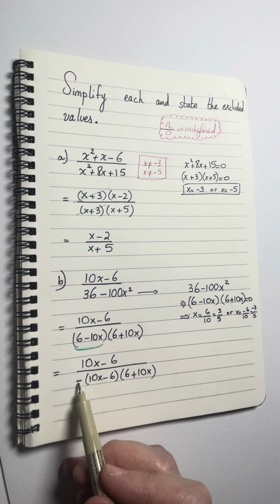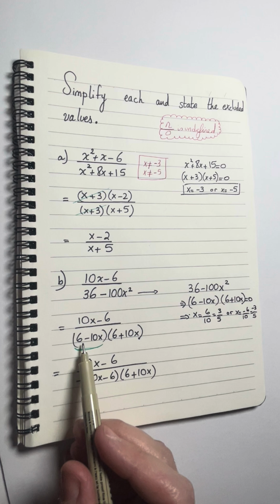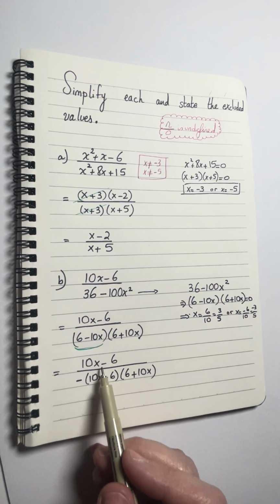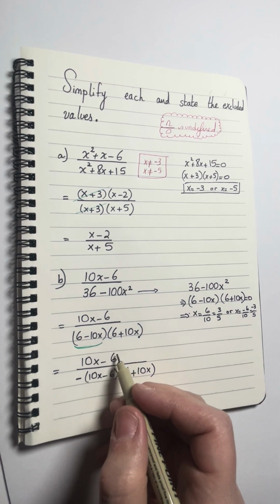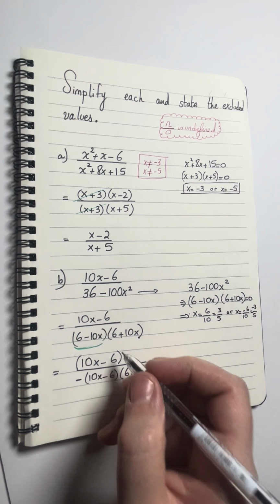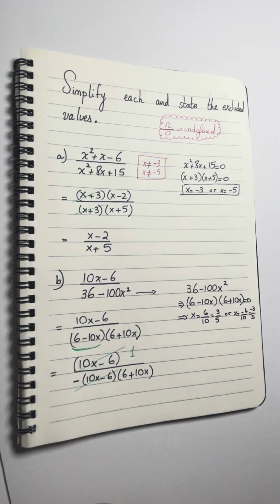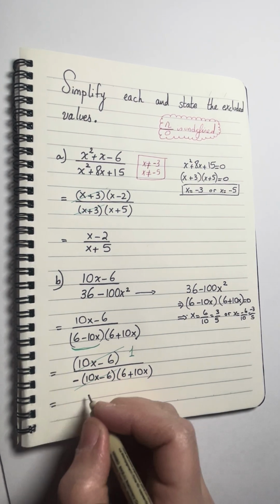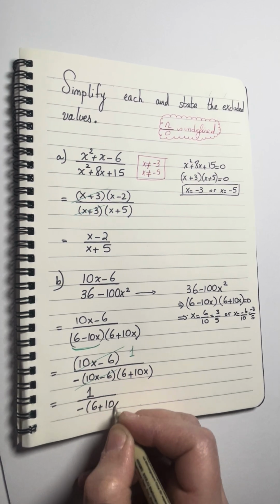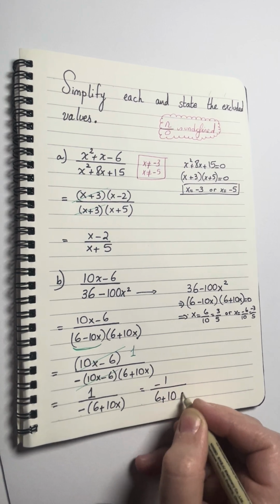So if I redistribute now the minus again to the first term, the result will be 6 minus 10x. Now if I compare this term and the term up, I will notice that they are the same. This term and this term are the same, so I can cancel both of them. And what I will have up is 1 left, divided by minus into 6 plus 10x, or I can write it as minus 1 divided by 6 plus 10x.